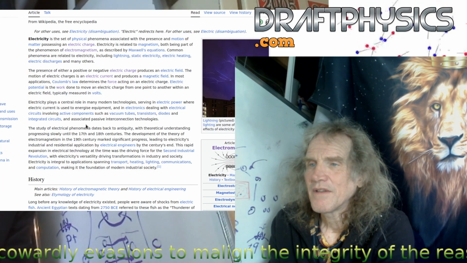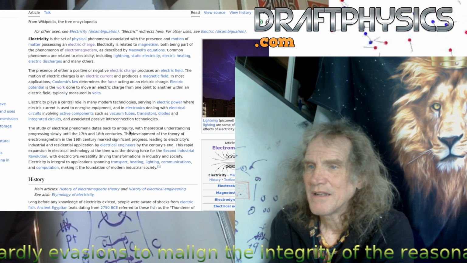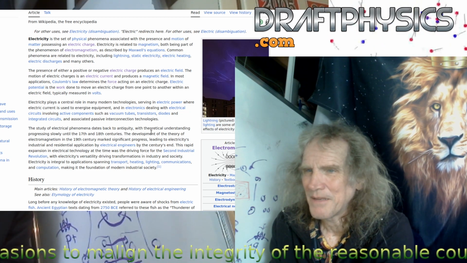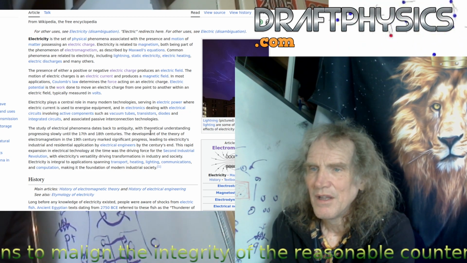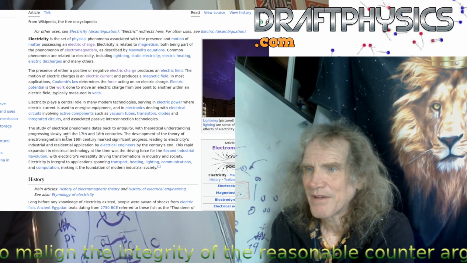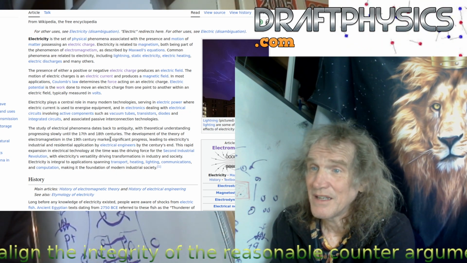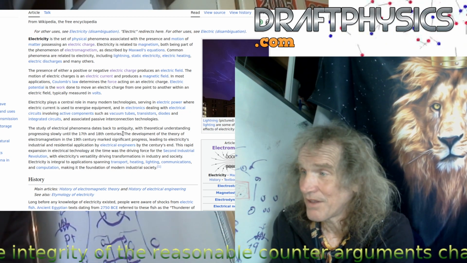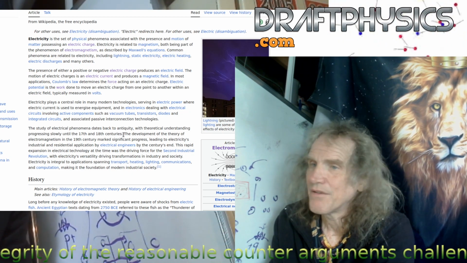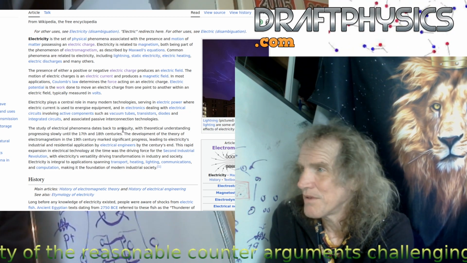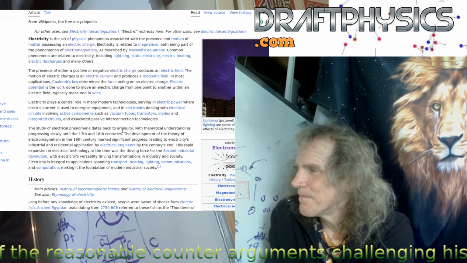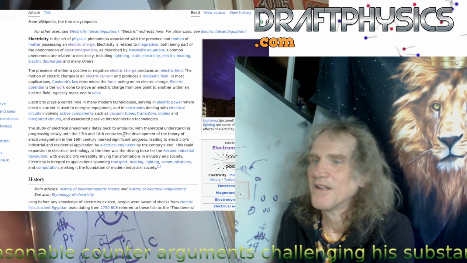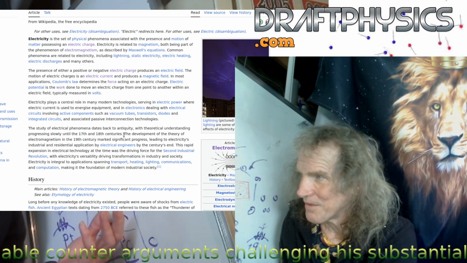All right, a study of electrical phenomena dates back to antiquity. So again, sometimes the history is just so useless. With theoretical understanding progressing slowly until the 17th, 18th century. So again, they're just going to keep telling us that Maxwell is everything when there's no theory behind Maxwell. Maxwell believed in an ether. Faraday believed in gears and pulleys. They didn't have any idea how the damn thing worked.